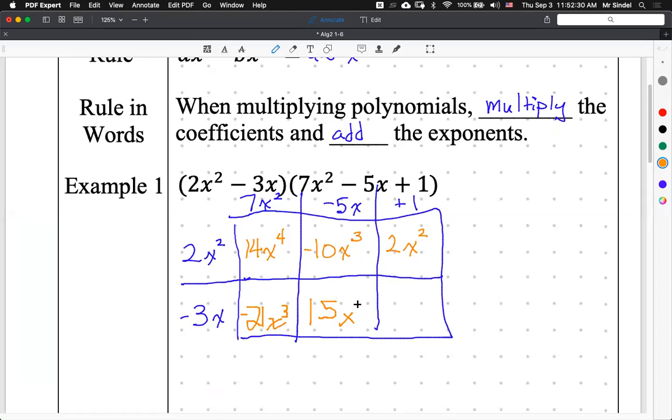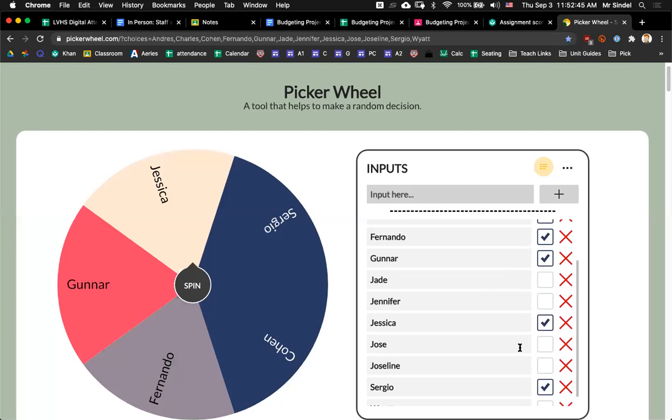Wouldn't it just be 15x? Not quite, because this is to the power of 1 here. This is to the power of 1. So just to the power of 1? 1 plus 1. 2? 2, yeah, there it is. Yeah, thank you. Cool, Jessica is off that list.